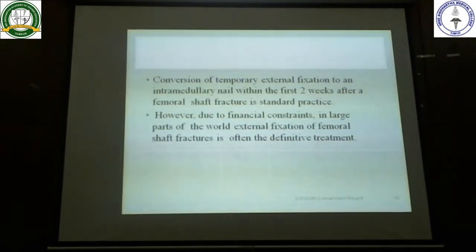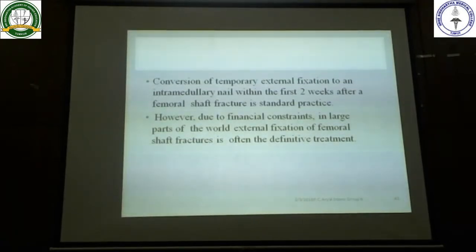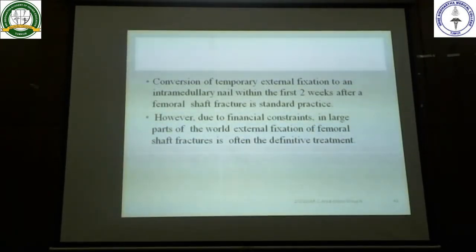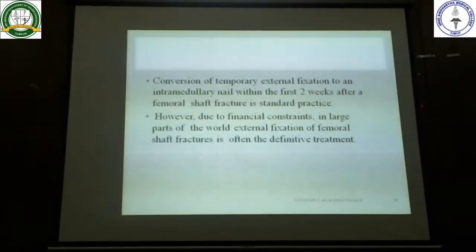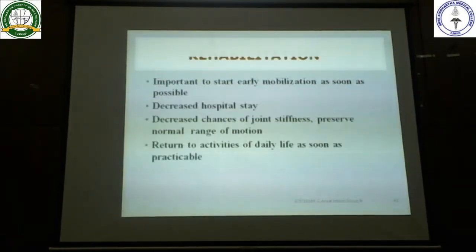The important point to remember is external fixation actually doesn't help in union of the bone. As long as you put an external fixator, because of certain conditions, union of the bone will not take place. The fracture will not heal. You have to convert it into an internal fixator later on for the fracture to heal. That is the disadvantage of external fixation.